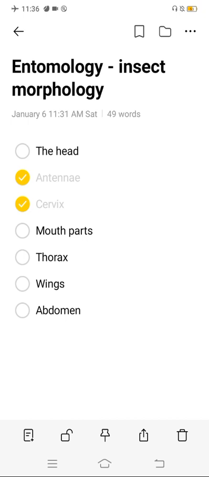Then the lamellate antennae. The terminal segments in the flagellum are modified into leaf-like broad plates forming a foliate capitulum. Lamellate antennae. The geniculate antennae. The antennae are bent completely at the scape-pedicel joint. And the plumose antennae. The flagellum is composed of a large number of cylindrical segments, and the segments are provided with long hairs on either side.